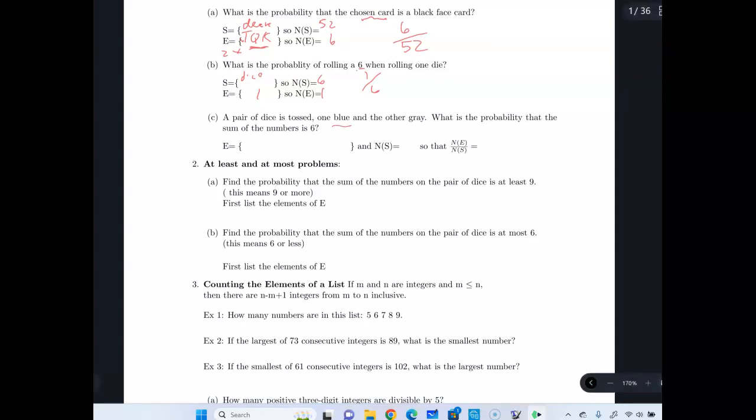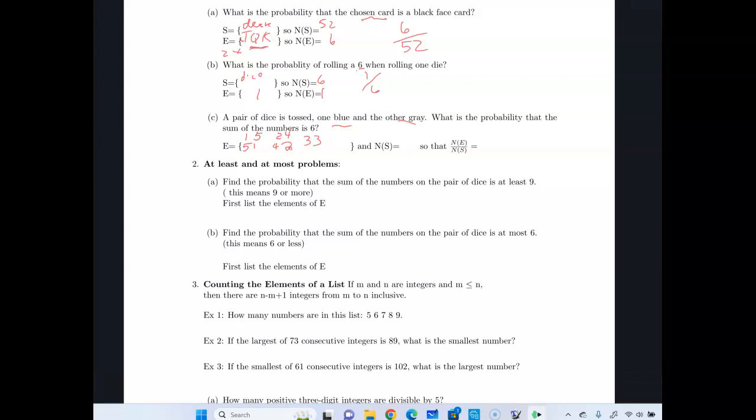If we have a blue and a gray die, what's the probability we get a sum of 6? It's different if I have a 1 on the blue and a 5 on the gray, or a 5 on the blue and a 1 on the gray. So that's two ways of getting a 6. Then I've got the 2 and the 4 and the 4 and the 2, and then if they're both 3s, there's only one way of getting both 3s.